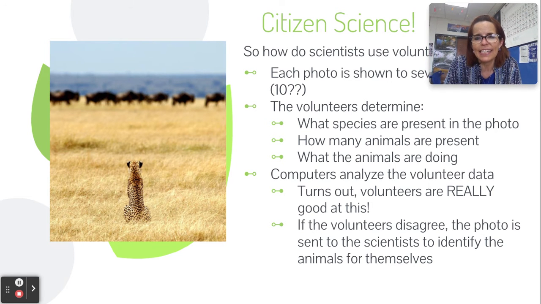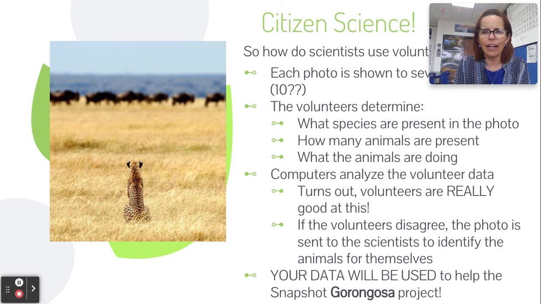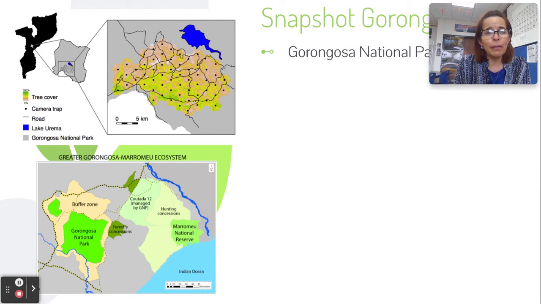So if the volunteers disagree, the photo is sent directly to the scientists, and they identify the photos themselves without using the volunteers. But the volunteers can help them get through tons and tons of data that they couldn't get through otherwise. Your data that you used for this project will be used to help the Snapshot Gorongosa project. So that is one thing that I ask, that I plead. Please be careful. Please don't do this carelessly. Please, if you're not sure, ask a teacher or get another opinion. Just do the best that you can, but don't add silly things to this, because they're really using this data.